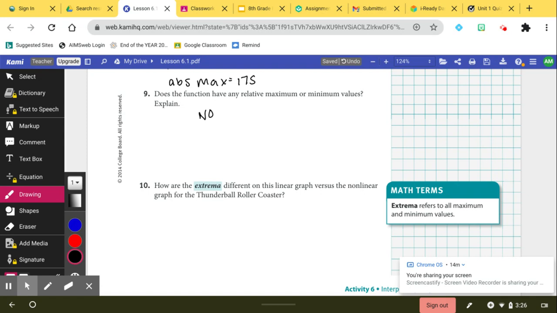So 10 says, how are the extrema different on this linear graph versus the non-linear graph for the Thunderball roller coasters? Just to let you know, extrema refers to all maximum and all minimum values. Well, based on this, on the linear graph, the extrema occur at the endpoints of the interval, so the beginning and the end. Linear means straight line, non-linear is my curves. So on the nonlinear graph, there were some maximums and minimums on the interior as well as the endpoints.